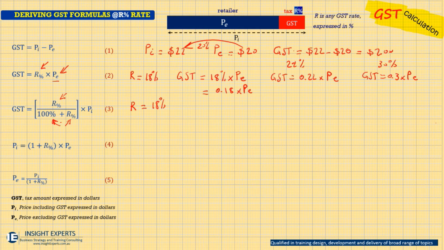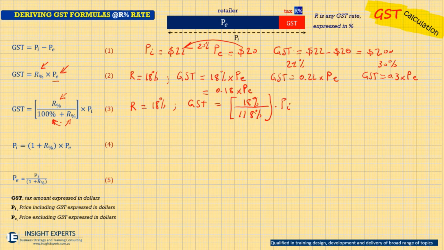So if the GST rate is 18%, my GST amount is equal to the rate itself, which is 18%, over the rate itself at the bottom, but you add 100% to it. So it's 118%. Remember, you always add 100% to the rate. And the whole thing is multiplied by the price including GST.